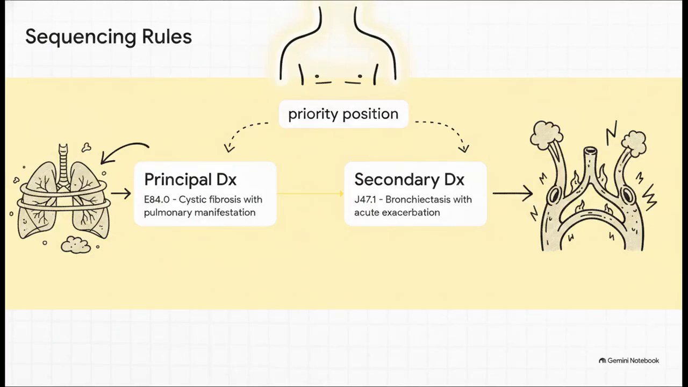Well, if we follow the manifestation sequencing rules, the underlying cystic fibrosis has to take that principal diagnosis slot. Then, it's followed by the bronchiectasis exacerbation in the secondary slot. The systemic condition almost always gets priority over the manifestation. So E84.0 goes first, then J47.1.